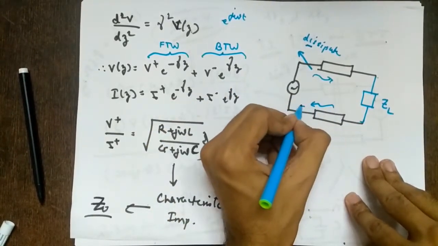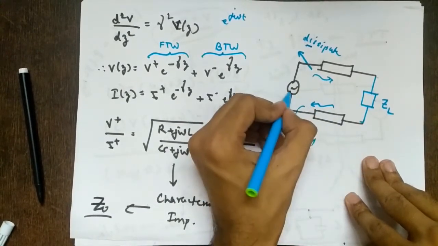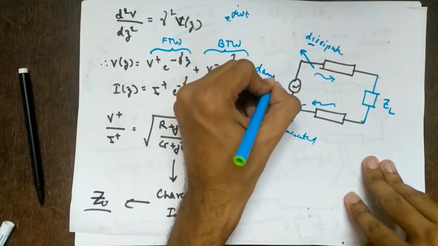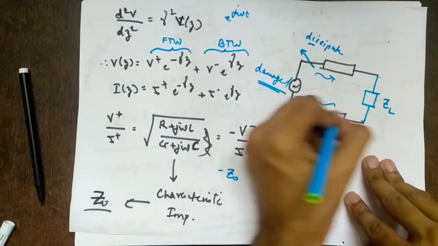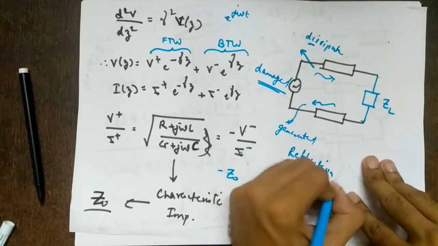So power is coming from here and hitting the source, right? When this power hits the source, it can damage the source, okay? So the source can be damaged. This is a very bad thing. The power which is coming back is called reflection, okay?